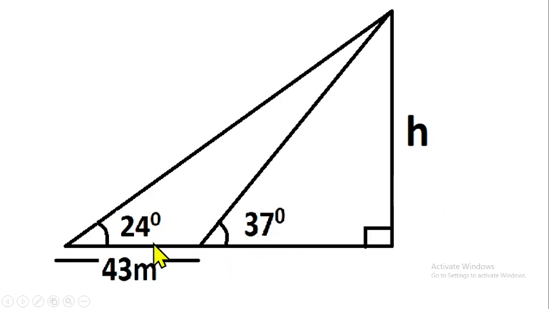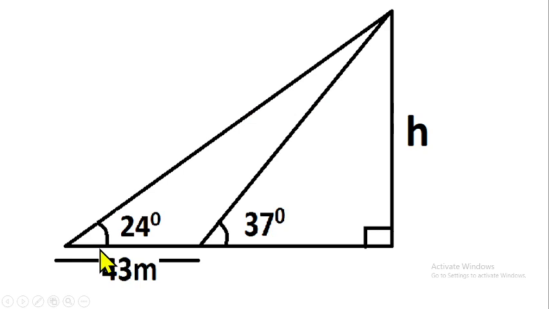So the angle of elevation of the top of a building from 2 points in front of the building is 24 degrees and 37 degrees. If the distance between the 2 points is 43 meters, find the height of the building or the tower. So these are the questions that could result in this type of triangle.